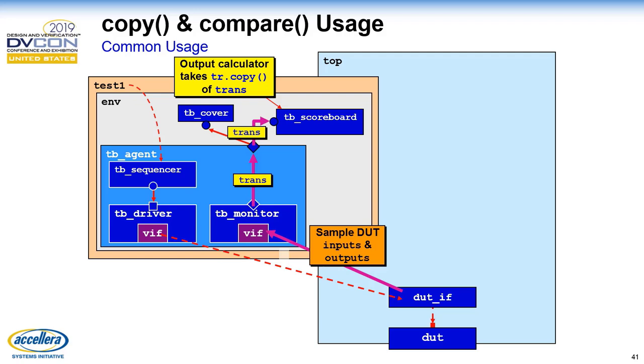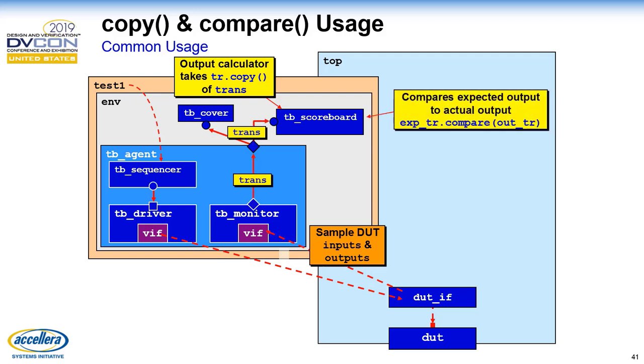Because you're going to modify the outputs based on what the inputs are. You're going to say, I expect the outputs to be these values based on these inputs. And you never want to be modifying any of the fields of the broadcast transaction, because all the devices are looking at the same handle. They will see the updates as well.